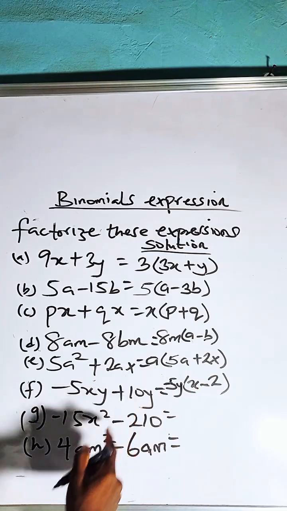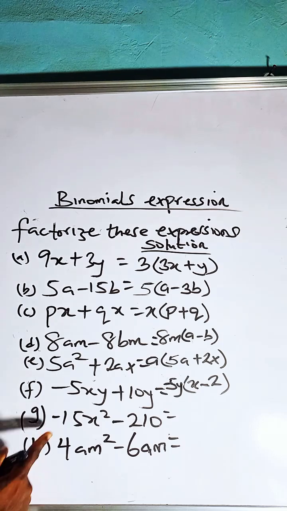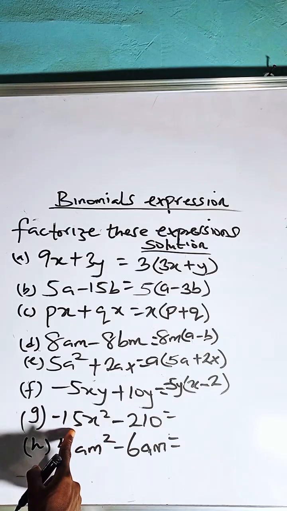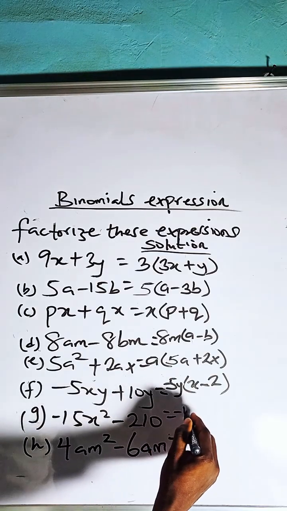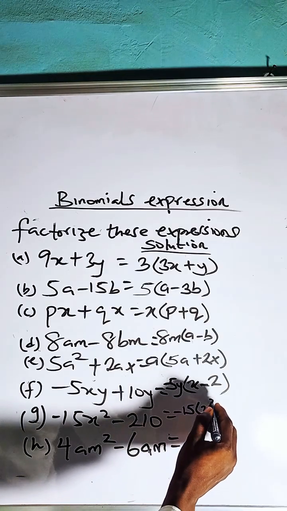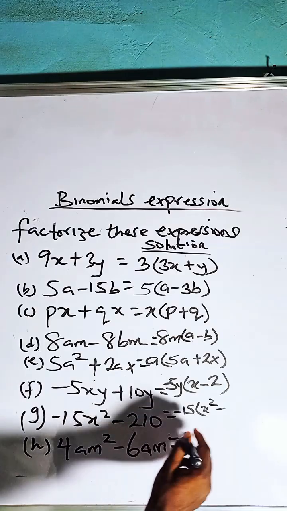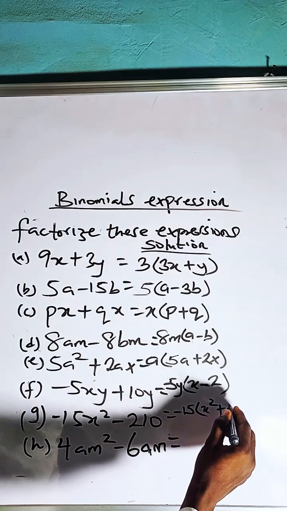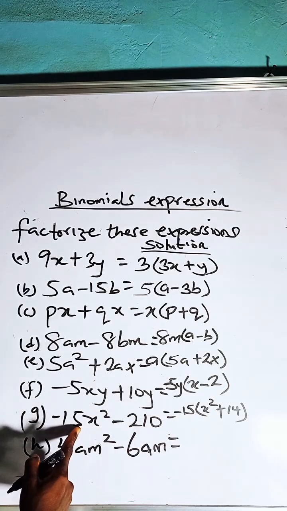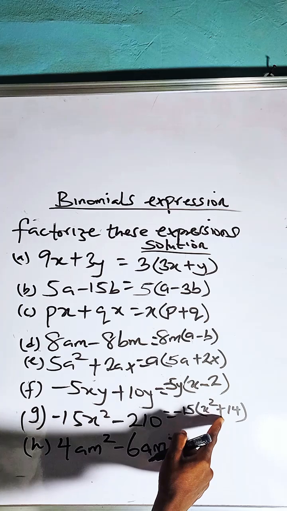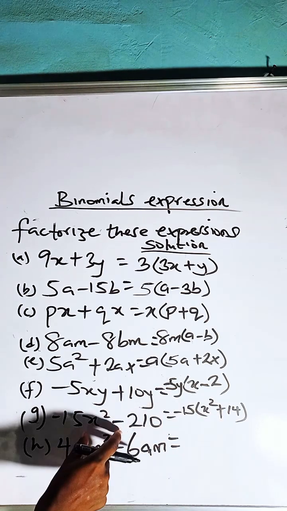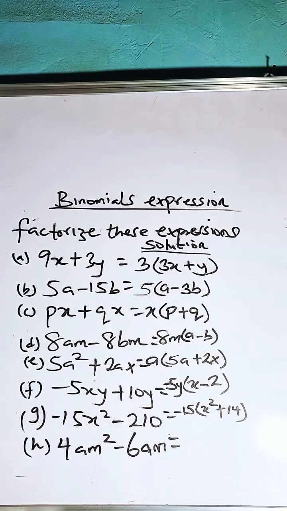And for minus 15s squared minus 210, we can factor out minus 15. So we have minus 15 into s squared, plus 14. Minus 15 times s squared is minus 15s squared, minus 15 times plus 14, we have minus 210. So when we factor this out with minus 15, we have this as our result.